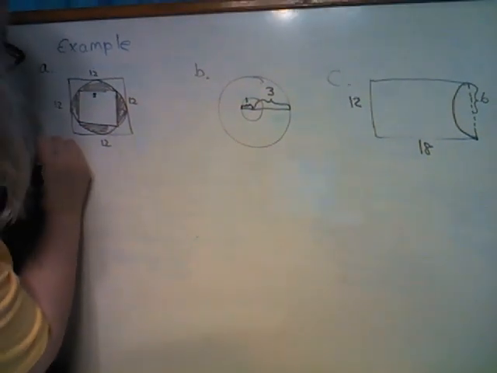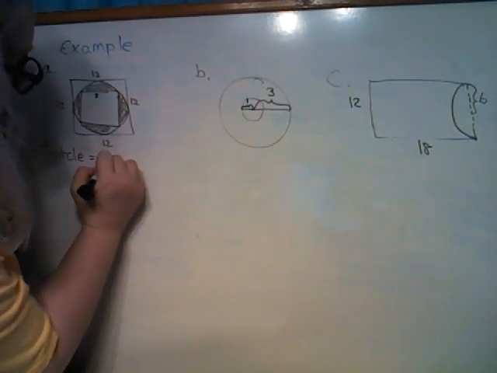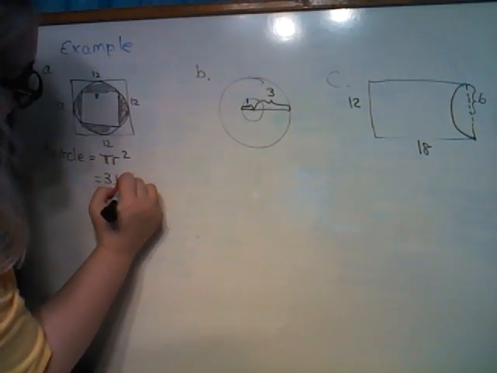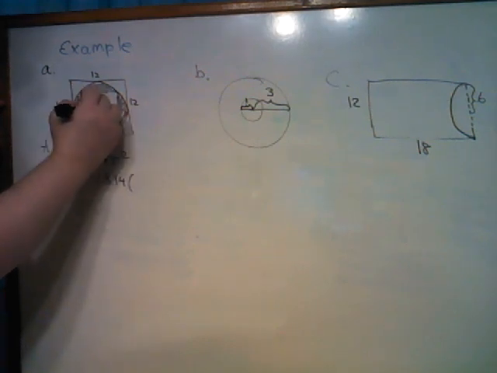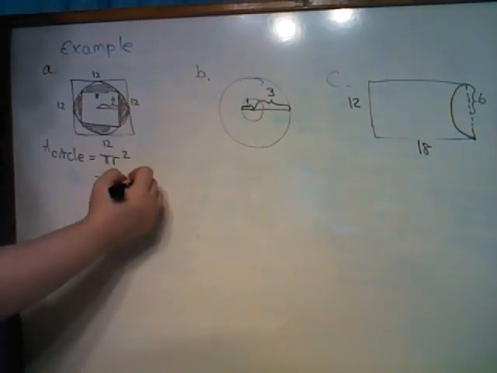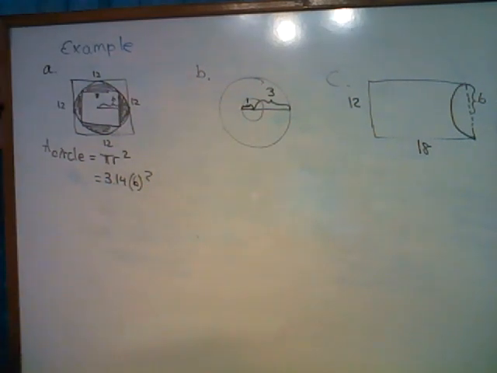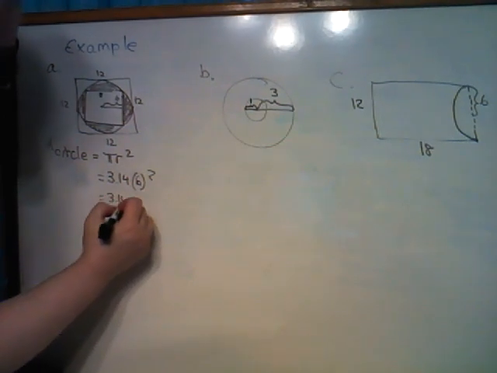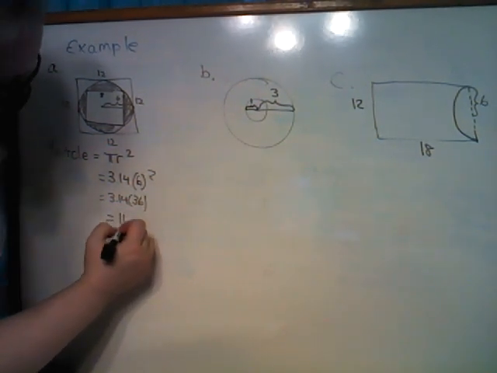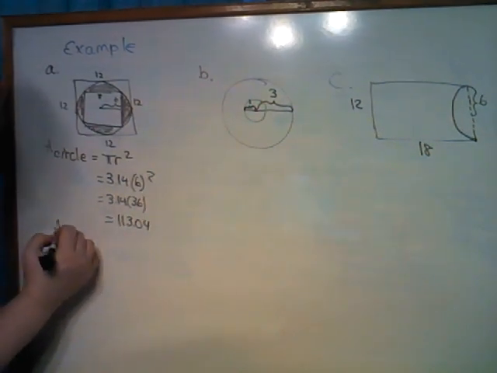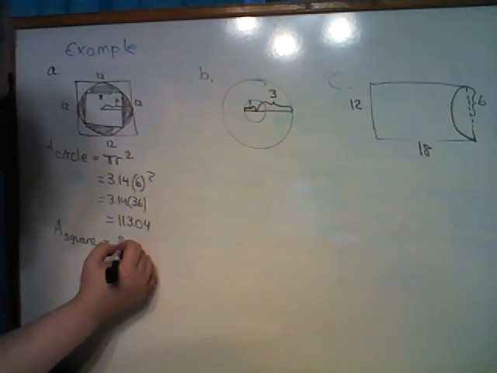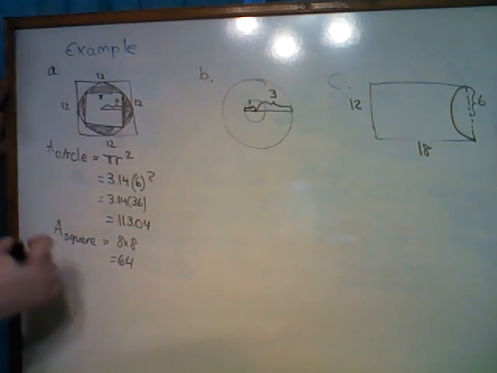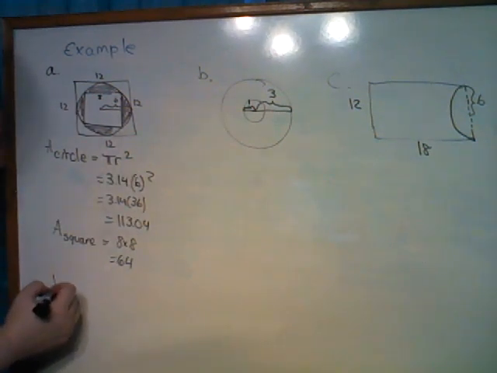So I'm going to do area of the circle, pi r squared, 3.14. Now the question is, what is the radius? So if this whole side's 12, from here to here would be 6. So I'm going to square 6. Okay. So 6 squared is 36. So I'm going to do 3.14 times 36. Get 113.04. Then I'm going to do the area of the square. And we know that's going to be 8 times 8. So that's 64.